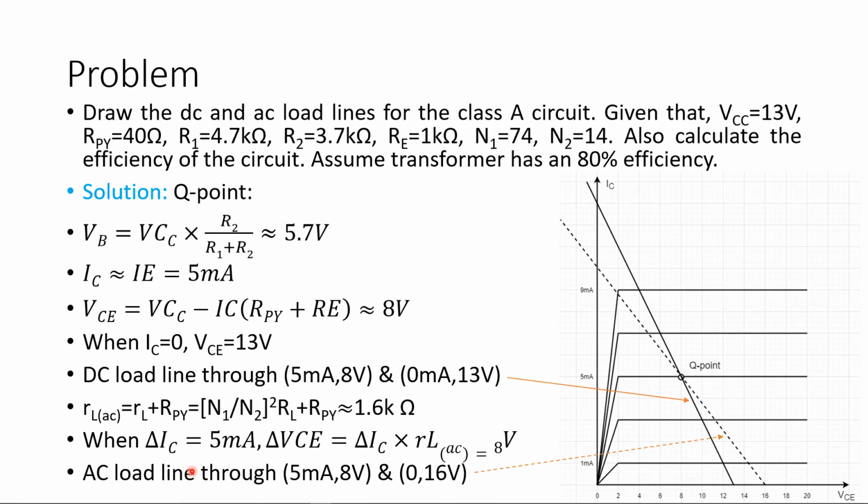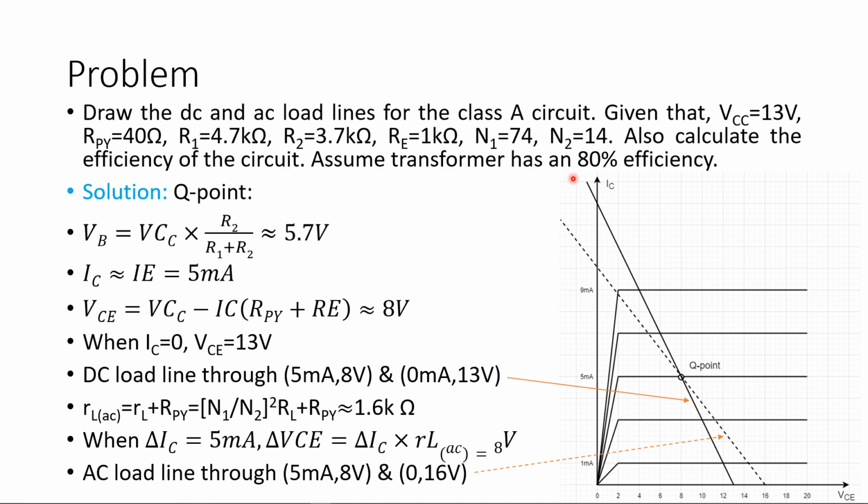Now moving forward, let's talk about a problem. The problem says we need to draw the DC and AC load lines for a class A circuit, given that the supply voltage is 13 volts, and the primary resistance is in ohms, a very low resistance, basically the resistance of the primary winding. R1 and R2 are the biasing resistors in the kilo ohm range. RE is the emitter resistance, and N1 and N2 are the turns ratio. Also calculate the efficiency of the circuit.